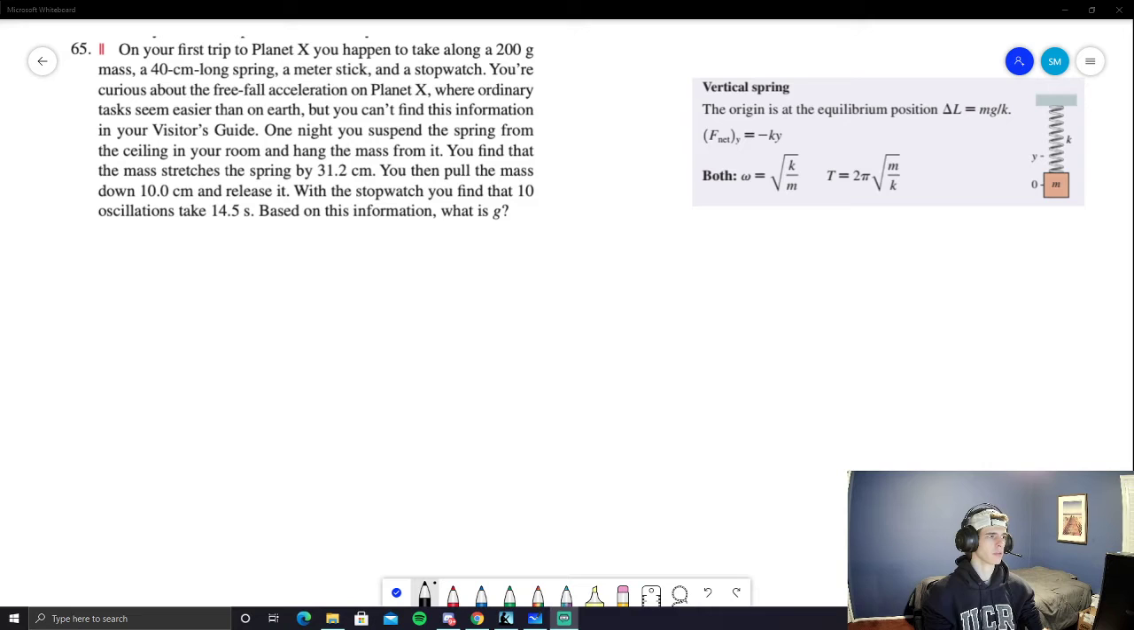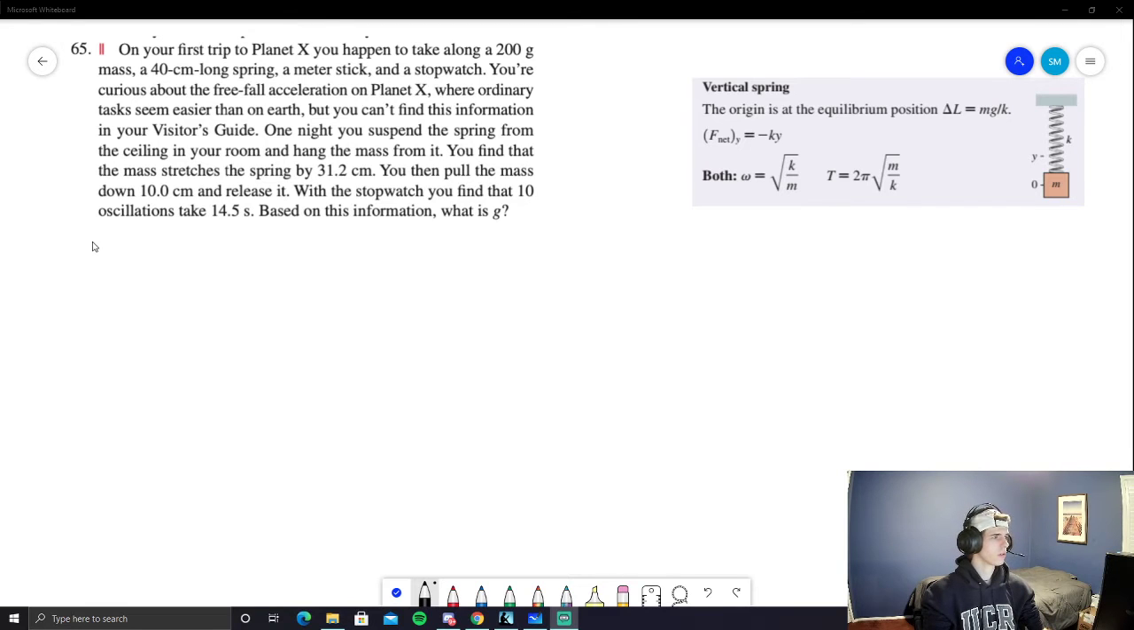One night you suspend the spring from the ceiling in your room and hang the mass from it. You find that the mass stretches the spring by 31.2 centimeters. You then pull the mass down 10 centimeters and release it. With the stopwatch, you find that 10 oscillations take 14.5 seconds. Based on this information, what is g?